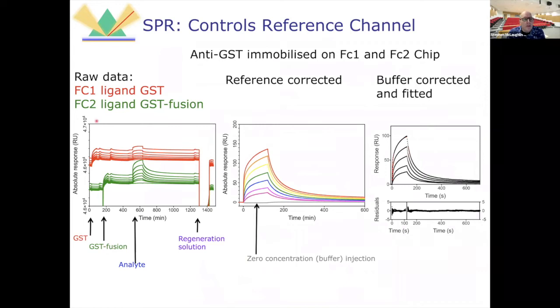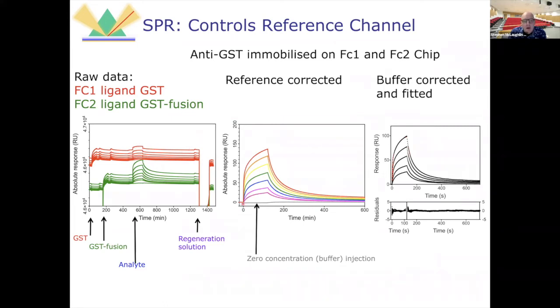So here's an example using a GST capture molecule. It's an anti-GST antibody on both flow channels 1 and 2. As a reference on 1, we'll put on recombinant GST, addressed singly on there. And then on flow channel 2, we're going to put our ligand of interest that's been fused onto GST as a recombinant protein. And then we will flow the analyte over both surfaces. And as you can see here, there's a bit of non-specific binding onto the surface.